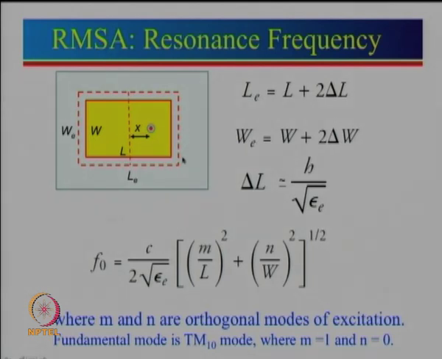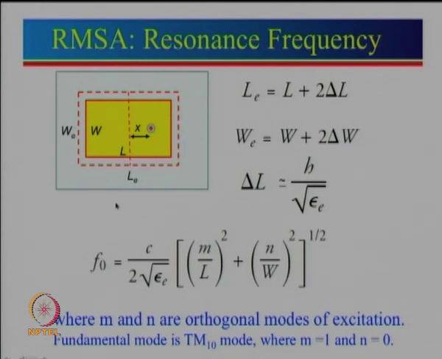To account for the capacitances because of the fringing field, we define the quantities L effective and W effective. L effective is nothing but the total length L plus delta L that accounts for the fringing field on one side and delta L on the other side. So, LE becomes L plus 2 delta L. Similarly, we define WE, which is W plus 2 delta W.